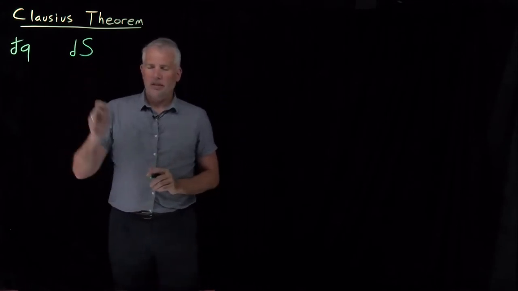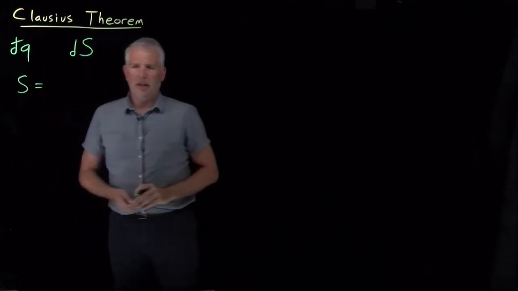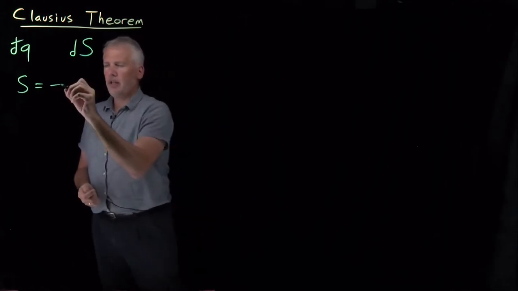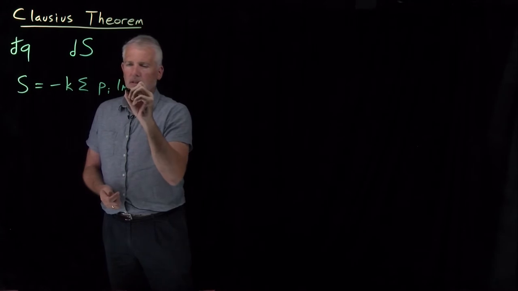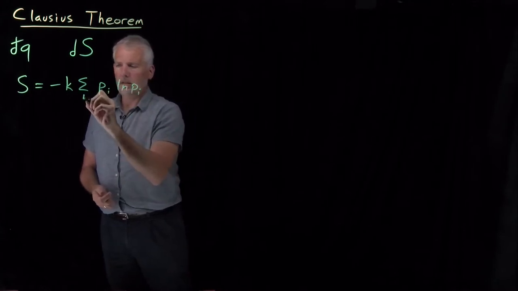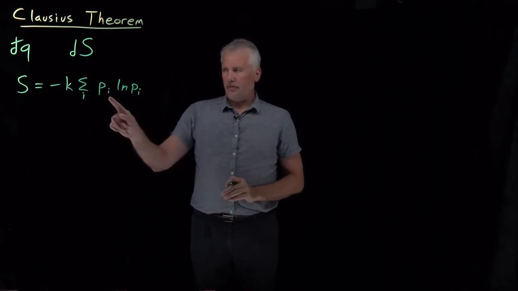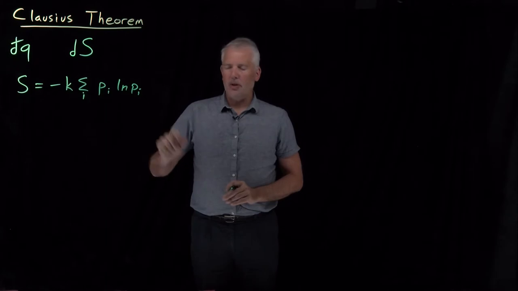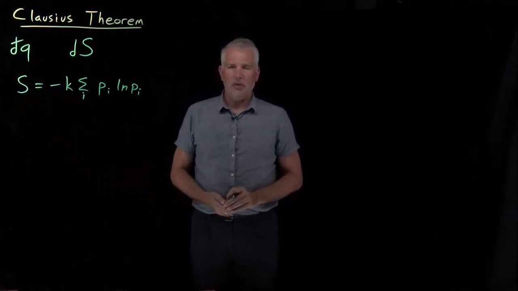So to see where that comes from, let's start with what we know about the entropy. And thinking back a little bit, we know that the entropy can be written in terms of the probabilities of the states in a system. If each state in the system i has some probability p sub i, we can sum up these p log p's with a negative k in front, and that tells us the entropy. This is our measure of the entropy, or the disorder of the system.